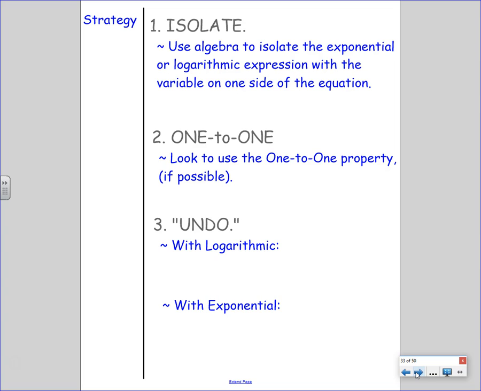Number 2 says, look to use the one-to-one property if possible, because it's the fastest one. If you can get the logs to match on either side or the exponentials to match on either side, then use it. It's a great property. You can ignore the log or ignore the exponential.